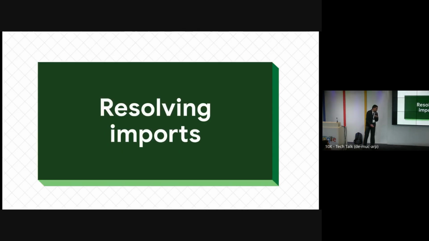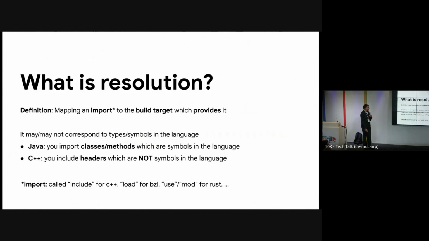Okay, so now we know why we need to optimize dependencies. The first things you need to do, one of the crucial things you need, is to resolve imports. So what is an import? Resolution is basically mapping an import to a build target which provides that.